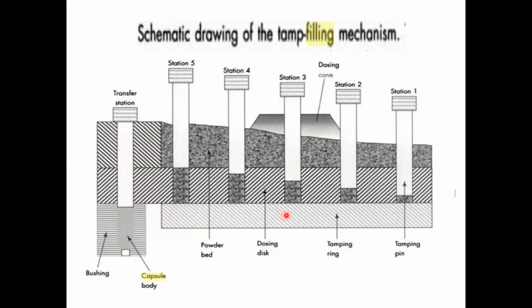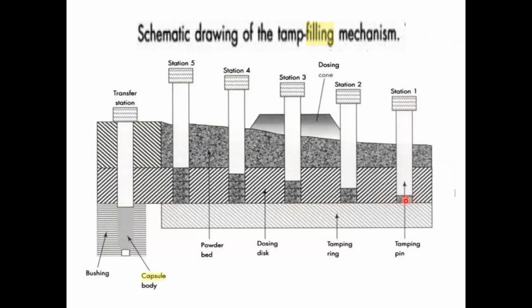So once the machine is indexed, the turret is stationary. When this assembly is stationary, it is not moving. At that time the tamping fingers enter, or they are lowered into the powder bed. So they go across the powder bed and enter into the dosing disc. Your holes are there now in the dosing disc. So the tamping finger is pushing the powder from here into the dosing disc.